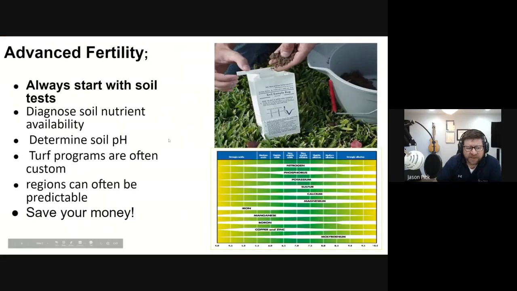So first things first, guys, before you start anywhere, you've got to take a soil test. Think of it as if you're sick and you go to the drugstore: you're not going to empty the shelves and take one of everything. That's exactly the same principle behind fertility. You've got to take a blood test, or in this case, a soil test, to find out what you really need. Otherwise, you're just going to waste your money. So that's the first place to start.